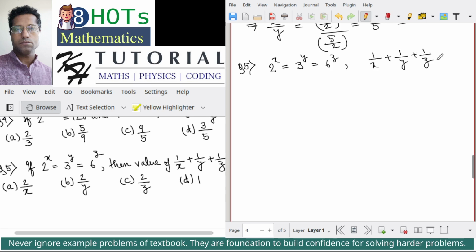Whenever you solve this kind of multiple choice question, always see what the choices are. From the choices you will also get some idea how to proceed or how to solve the problem. As you can see, the first three choices are in terms of x, y, z. The first one is 2 by x, the second choice is 2 by y, the third choice is 2 by z, and the fourth choice is 1. Now, you never know what the answer will be until you proceed with the solution. Now, how do I solve? Clearly, it is asking to find the value of 1 by x plus 1 by y plus 1 by z.